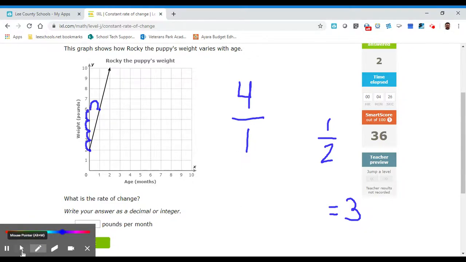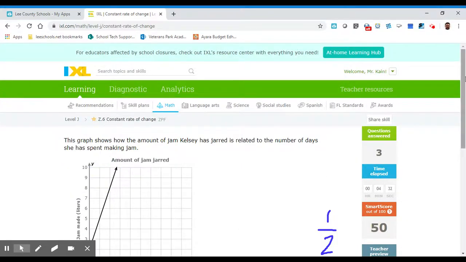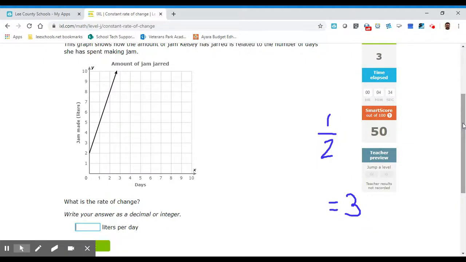Now, if we look at it carefully, it says 4 pounds per month. And that makes sense in the real world. So we're going to do that. And let's just do one more. This is asking for liters per day. So that's something that we can do as a decimal. And let's see what we have.